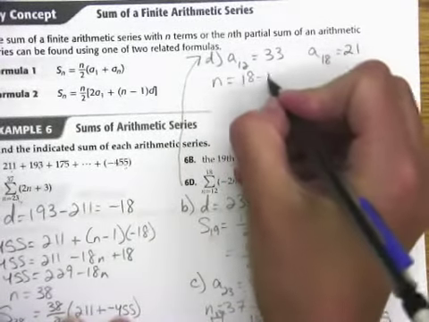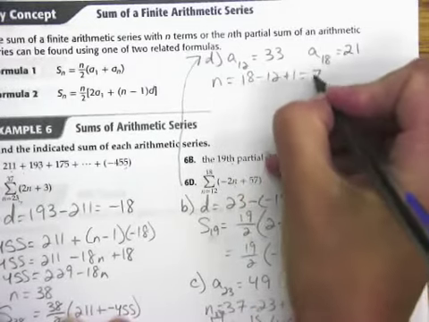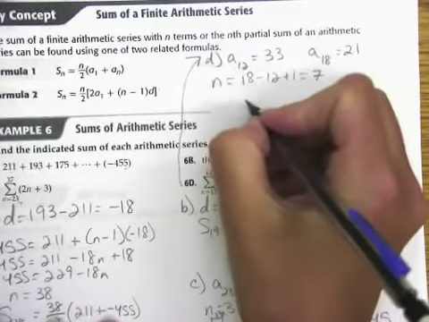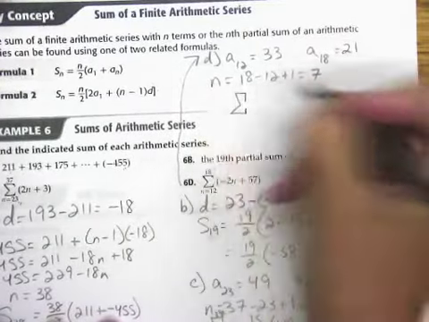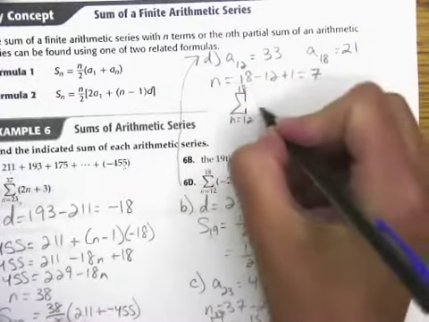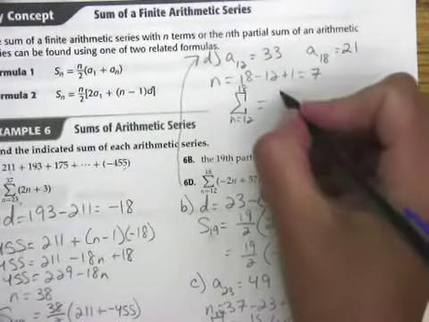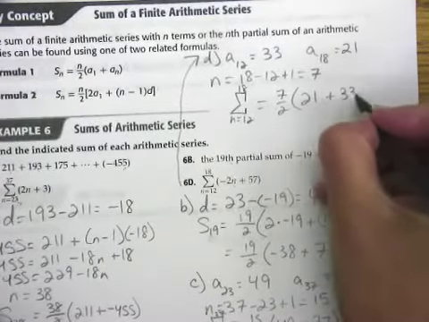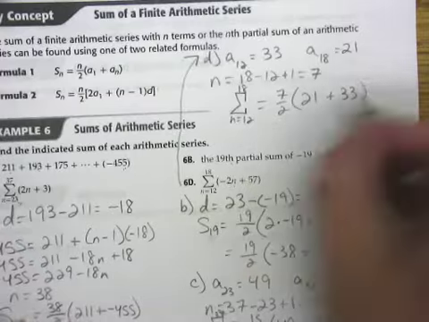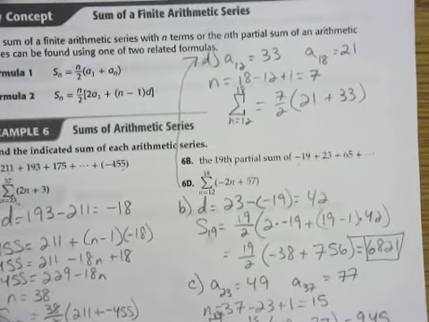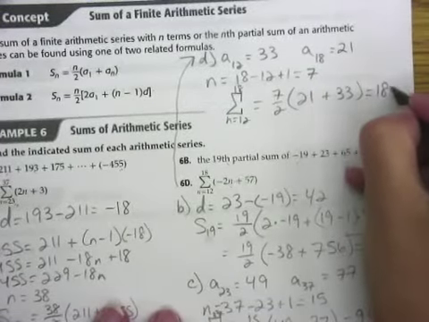My n is 18 minus 12 plus 1, so that's 7. And now I know that my summation from n equals 12 to 18 is going to equal 7 over 2 times 21 plus 33. So 21 plus 33 times 7 halves is 189.